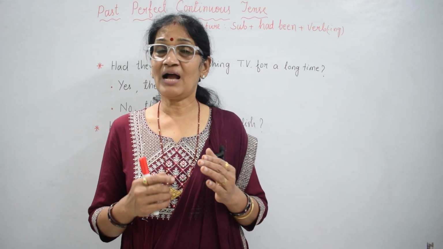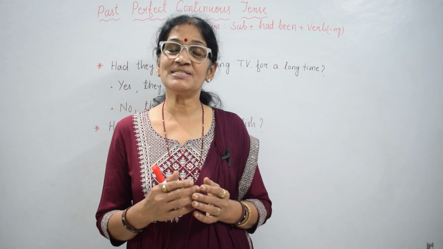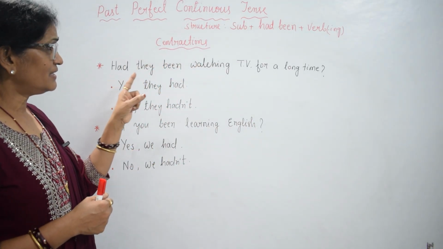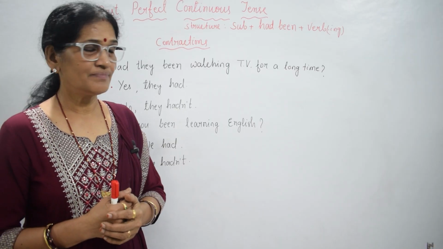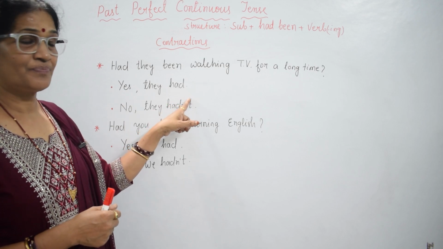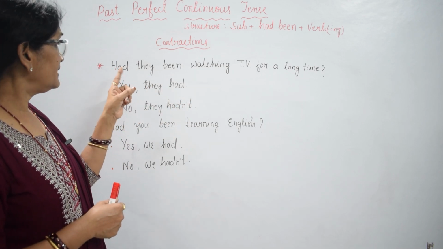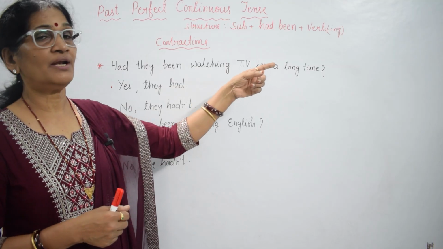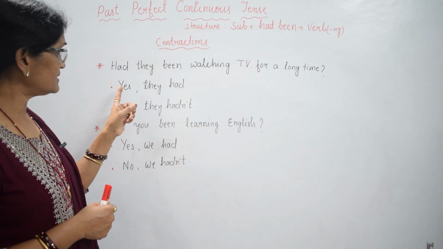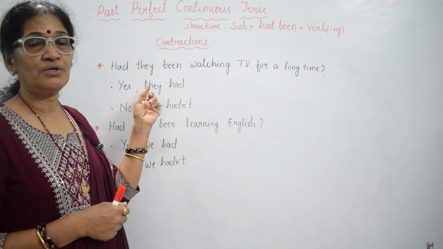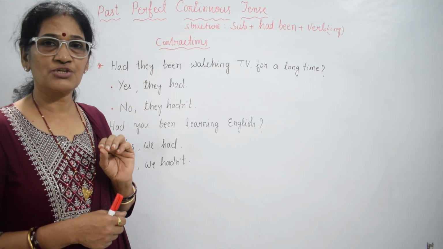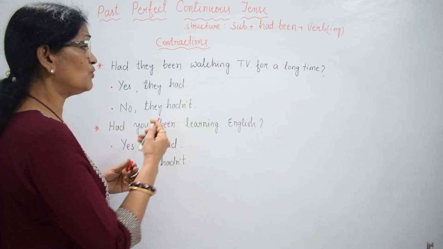Okay. Let's learn how you give easy answers when someone is asking questions using past perfect continuous tense. Had they been watching TV for a long time? If you answer yes, yes, they had. Not answering, yes, they had been watching TV for a long time. Not answering in the long way, you should answer in the short way, yes, they had. But in a positive answer, we cannot use the contracted form. Yes, they'd. That is wrong. Yes, they had. That means here no contraction.